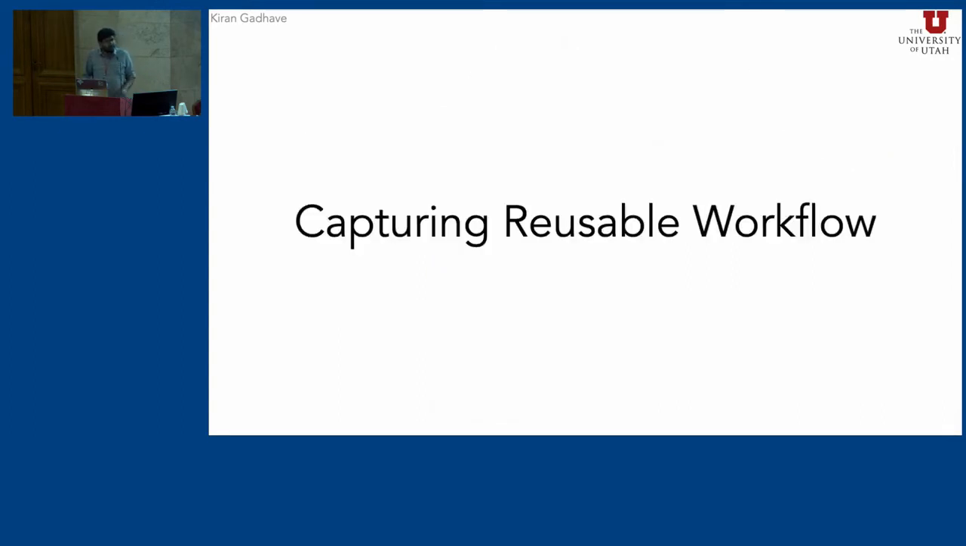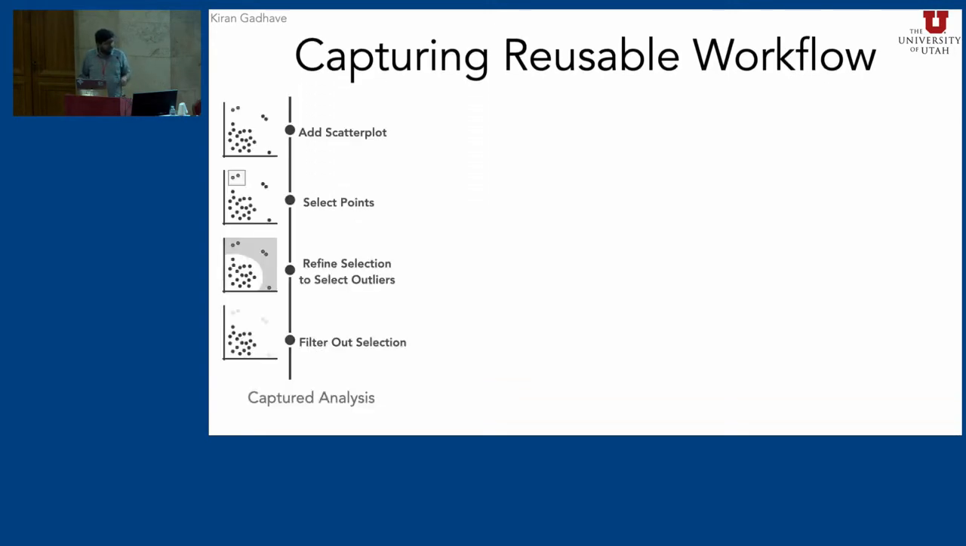So now let's look at how we can use this technique to capture reusable workflows. Here we again have an example where the analyst started by adding a scatter plot. Then they selected points using a rectangular brush, but instead of manually selecting all the points, they used algorithmic predictions to improve their selection to select all the outliers, let's say by a DBSCAN outlier algorithm. And then they filter out these selections.